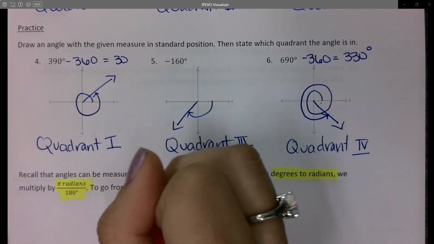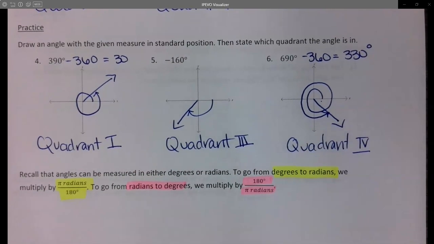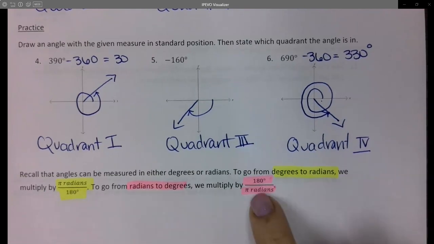If I'm going the other way around and I want to turn radians into degrees, I just flip the fraction and have 180 on top. So I like to think about it as if I have a pi, then I want the pi on the bottom to cancel out.